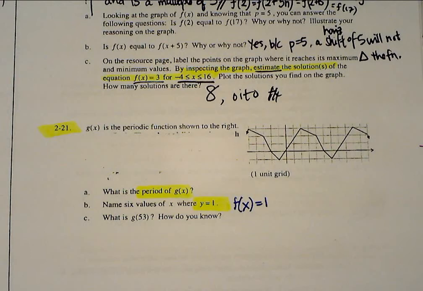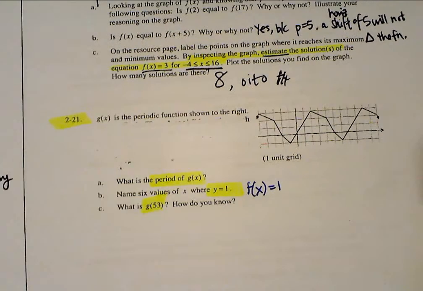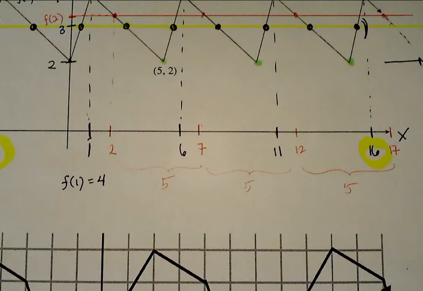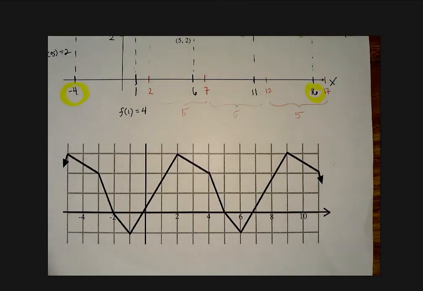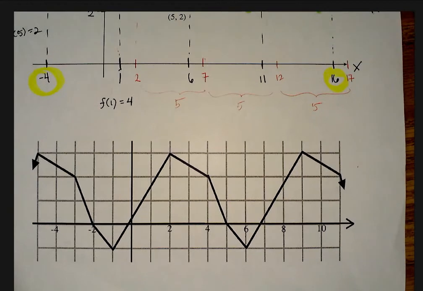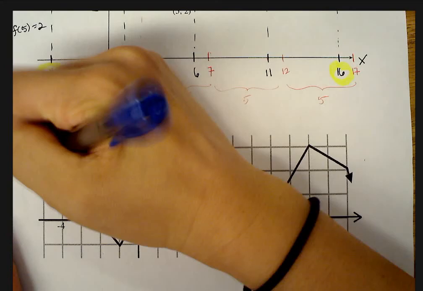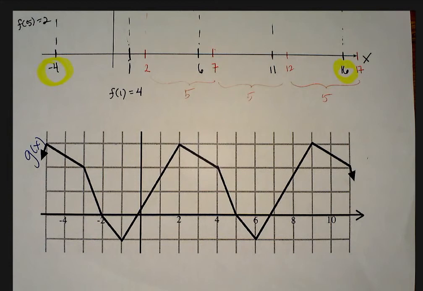And then they want you to find g of 53. You know what? That's fine, because we're G like that. And we've even found f of 1,000,000. So f of 53 does not even scare us one bit. Okay? So let's go ahead and look at this graph now. This is G, so let's label it as such. All right. First of all, everybody find the period.